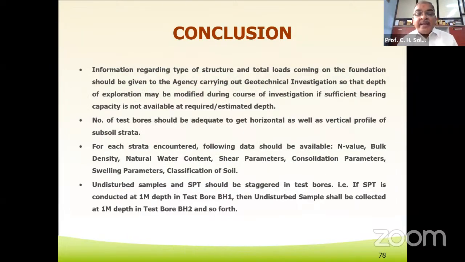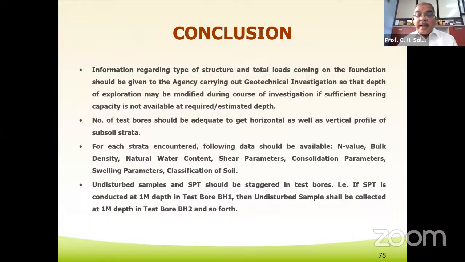Now, whatever I have shown you here, we have information regarding the type of structure and total loads coming on the foundation. This should be given to the agencies carrying out the geotechnical investigations so that the depth of exploration may be modified during the course of investigation, if sufficient bearing capacity is not available at the required or estimated depth.